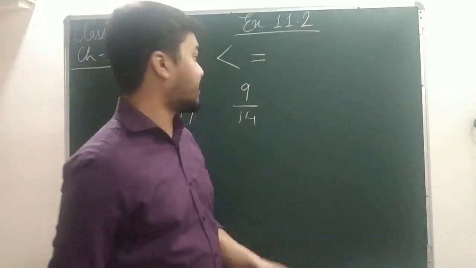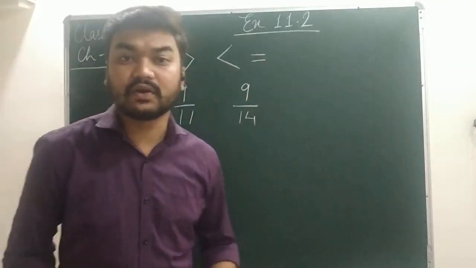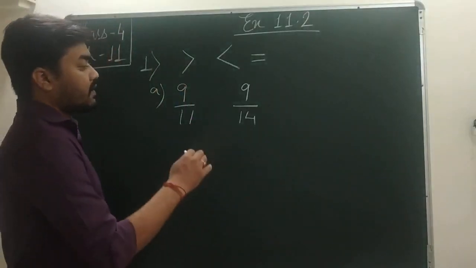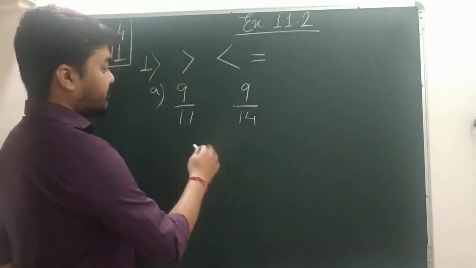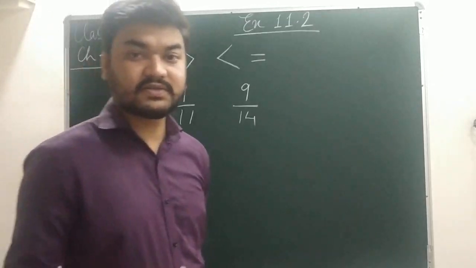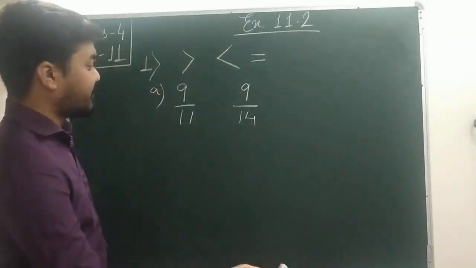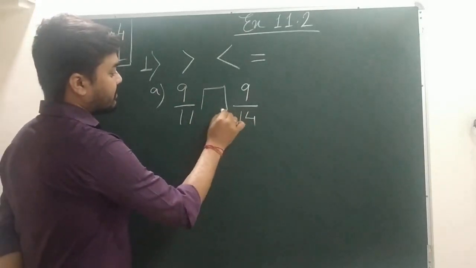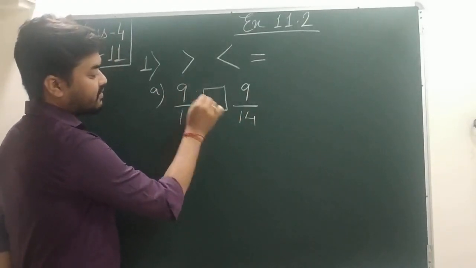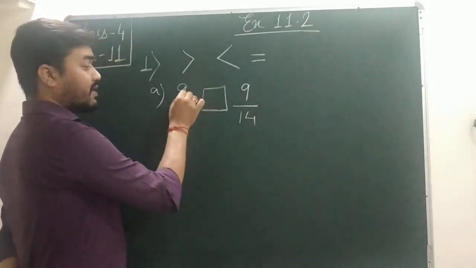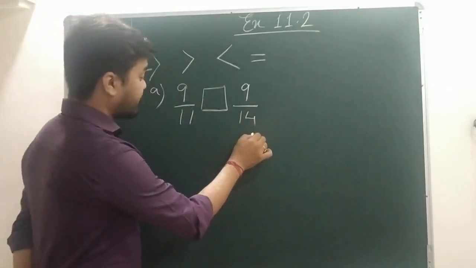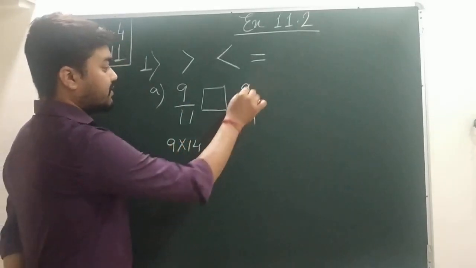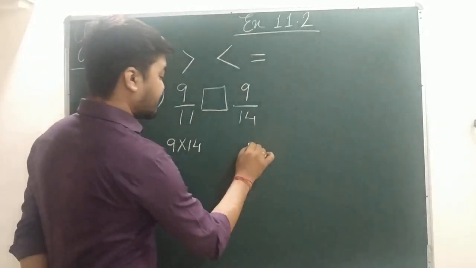How can we compare that? Which one is bigger, smaller, or equal to? See, I will show you something in which you can find which is bigger, smaller, or equal to. The first step, you have to multiply this 9 with this 14, one numerator with the other denominator. Okay, and this 9 with 11.